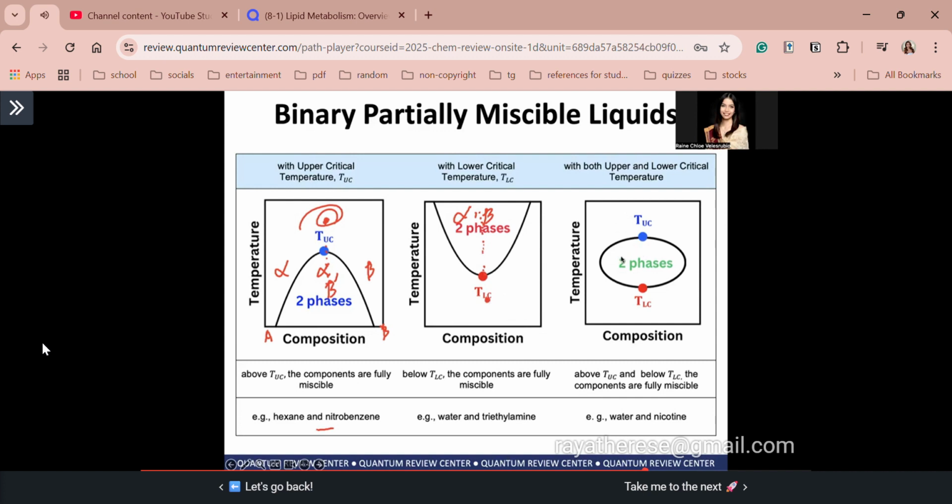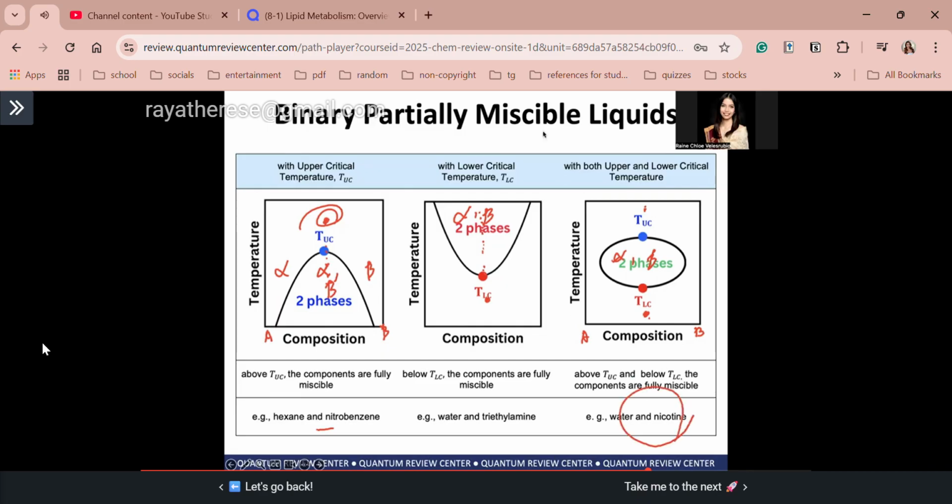And lastly, we have even weirder liquid mixtures with both upper and lower critical temperatures. So for example, again, you have here your alpha and beta phases. Okay? And this is your liquid A and liquid B. So on the left side means that you have pure A, and on the right side you have pure B. Okay? So above the upper critical temperature and below the lower critical temperature, here, guys, liquids A and B will become completely miscible. Our example here is water plus nicotine.